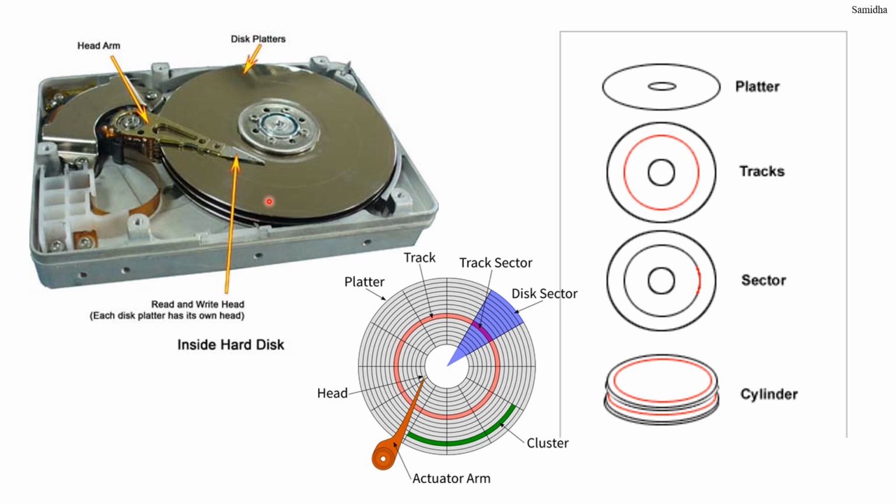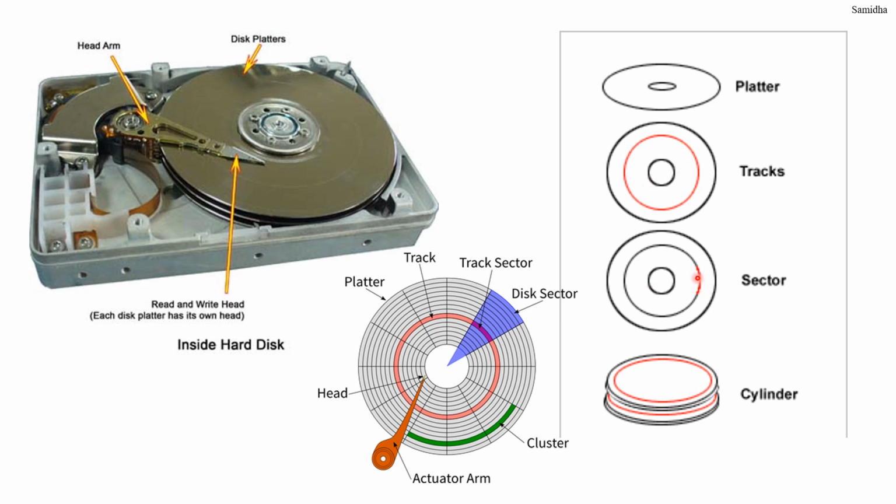First is platters. Hard disks are composed of individual disks, which are called platters. As shown here, these are circular in form and the data is stored on these platters. Next is tracks. We have seen tracks in the previous video also. Tracks are the circular rings on each platter, as shown here in this example and also here. So tracks are just the circular rings across the platter.